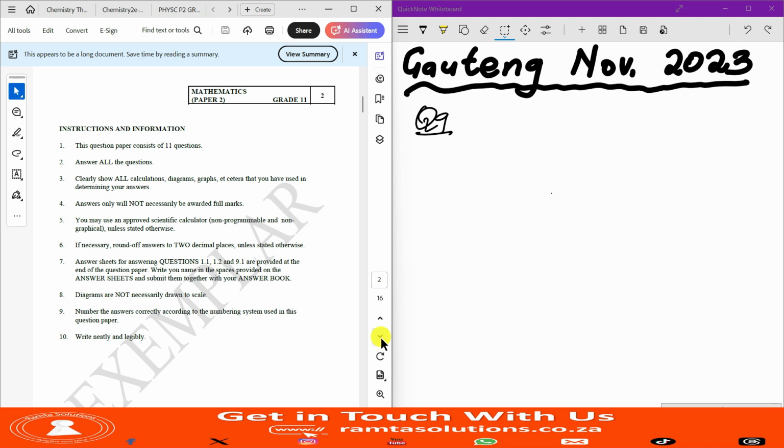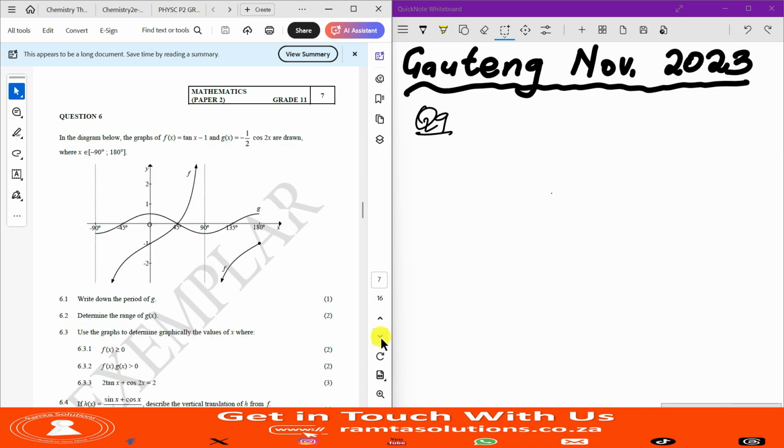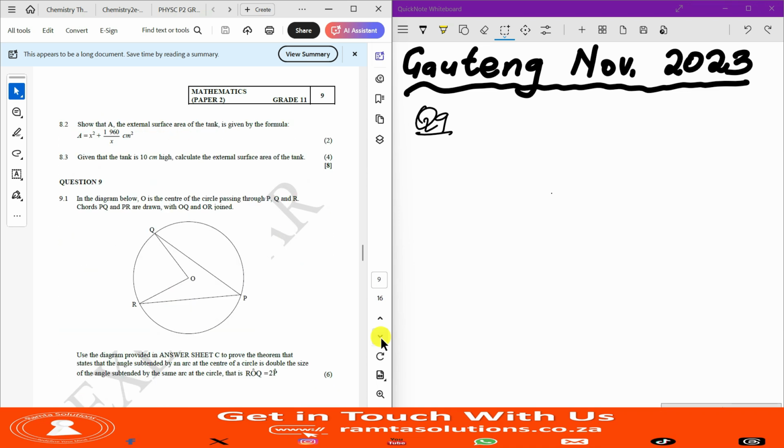Now, instruction 10, write neatly and legibly. Yes, you are aiming for your distinctions, but in your problem solving, meaning in you getting the solutions, also make sure that the presentation of your solutions is also neat and legible. So work also on improving your handwriting. So let's not waste any time and get to the questions. So we're going to question 9, and yes, it does start at question 9.